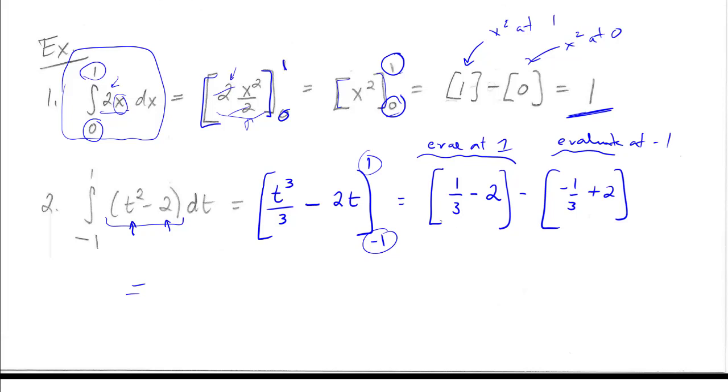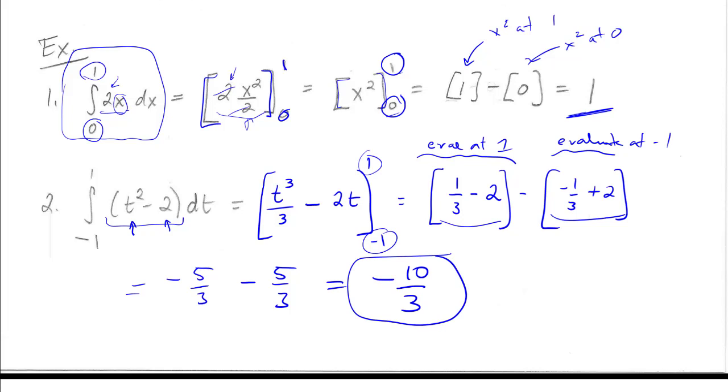All right, so 1/3 minus 2 is 1/3 minus 6/3, so that's minus 5/3, minus, and then -1/3 plus 2 is -1/3 plus 6/3, so that's a positive 5/3, so I ended up with -10/3. And there's my answer. So that's what this integral is.